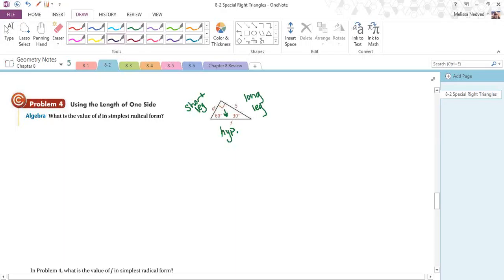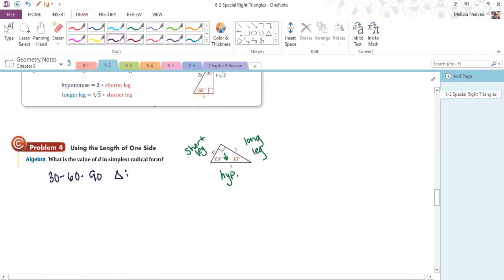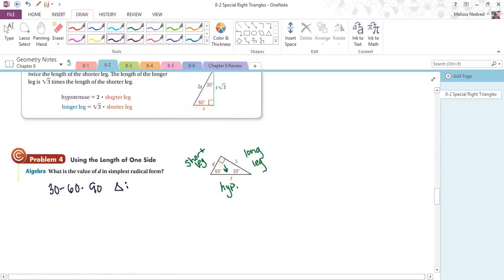So I'm asked to find the value of D in this case, and it says leave it in simplest radical form. So I've got a 30, 60, 90 triangle. Again, I'm going to label that. And I'm looking for the short leg. But if I look here, my two formulas both involve the short leg. So I need to look past just needing the short leg and look at what I know.